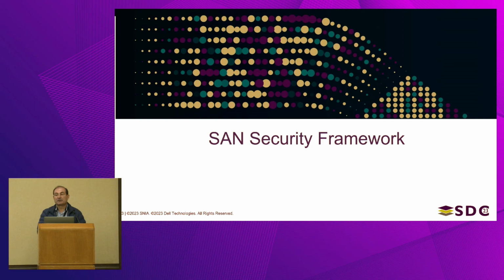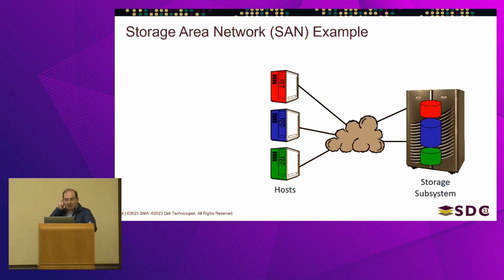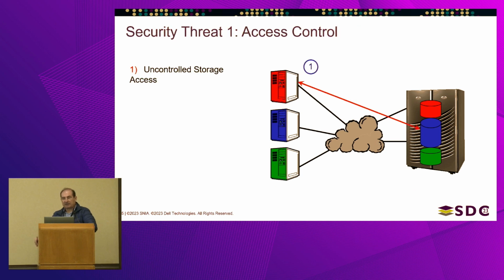So, a quick introduction on the main threats and the security mechanisms. You look at the general concept of a SAN: hosts and storage subsystems interconnected by a network, the SAN. The first threat that has been addressed by the NVMe group is access control. The red host should access the red storage, but instead is accessing the blue storage. This is something that should not happen.